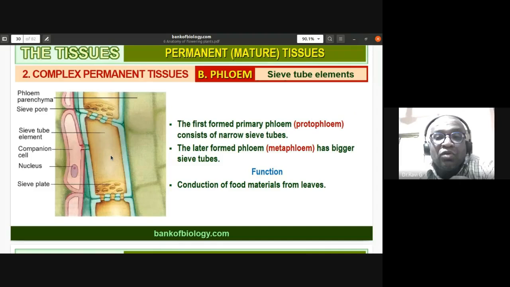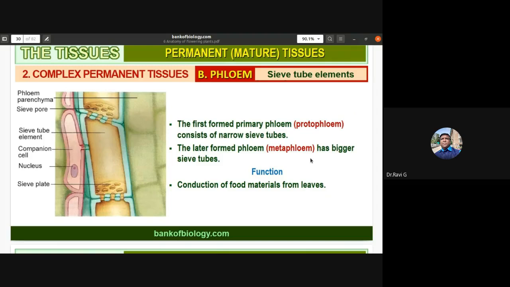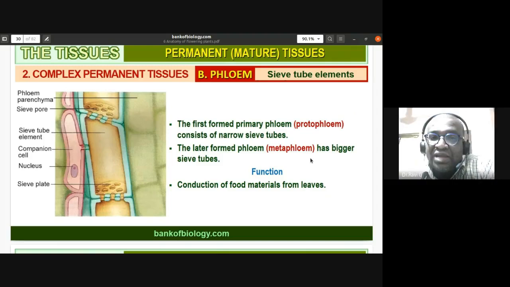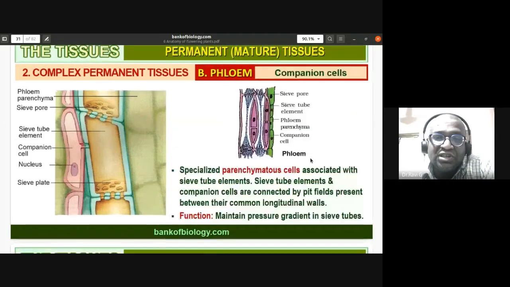So the protophloem and metaphloem, even in case of phloem, you notice that the first formed phloem elements which have a narrow sieve tube, we call it as protophloem. The later formed phloem, which have a larger or bigger sieve tube, we call them as metaphloem. So the function of the sieve tube is conduction of food material from leaves. So they are helping in the translocation of food material, or transport of food material from leaves. That is the function of sieve tube.